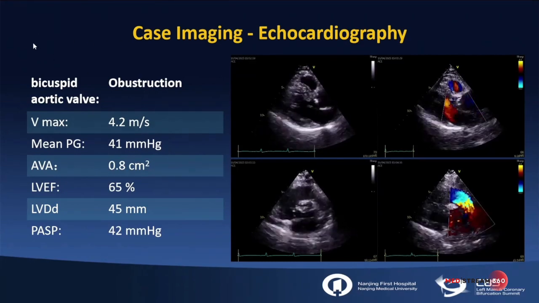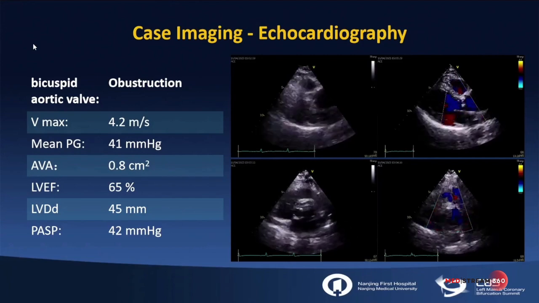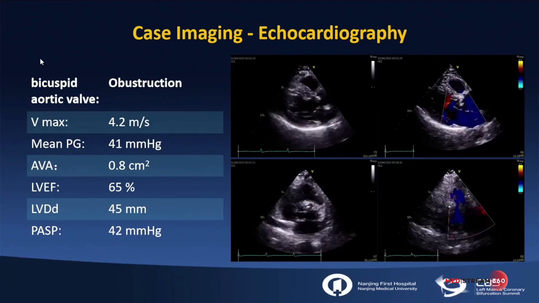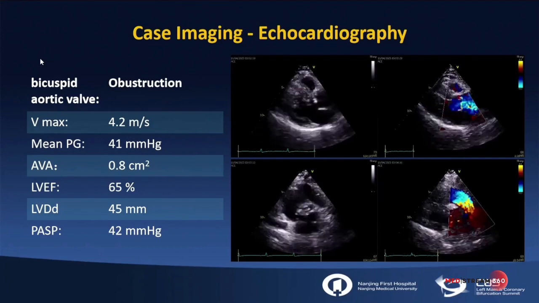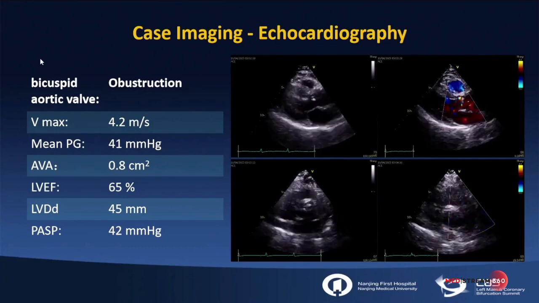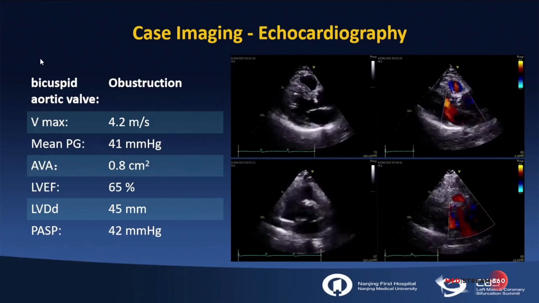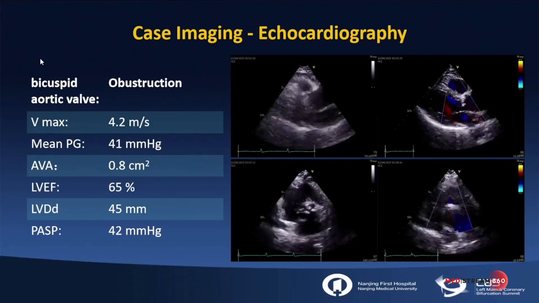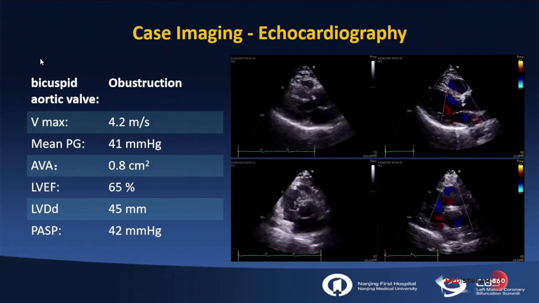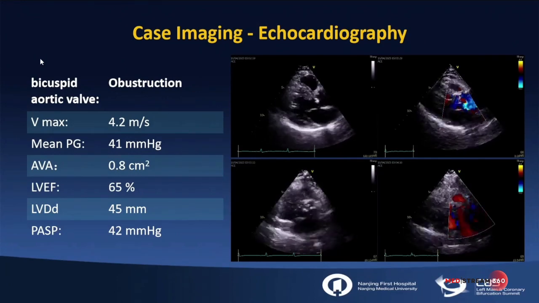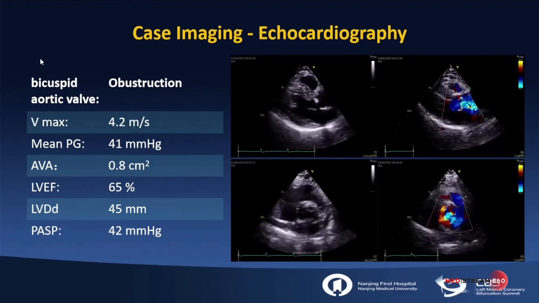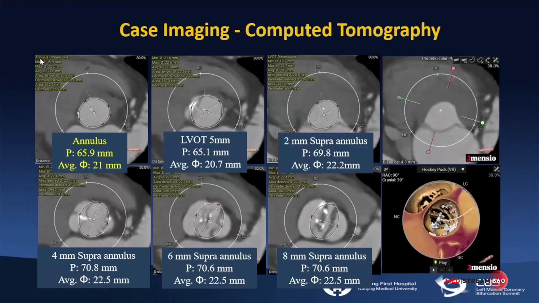From the echo, you can see it's a typical bicuspid valve, and also with a severe aortic stenosis. The maximum velocity is 4.2, and the mean gradient is 41 millimeters of mercury. Accordingly, the area of the aortic valve is 0.8 square centimeters. The LVEF is normal, 65%. Left ventricular diastolic diameter is smaller, only 45 millimeters. Pulmonary artery systolic pressure is a little high, 42 millimeters of mercury. So you can see it's a typical BAV case.